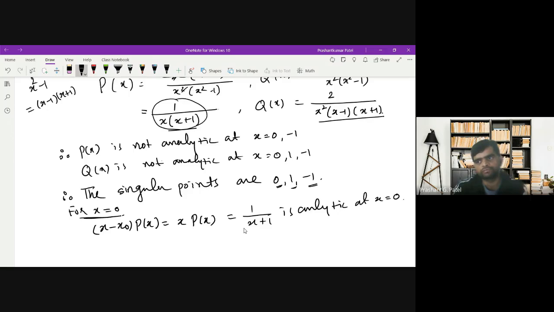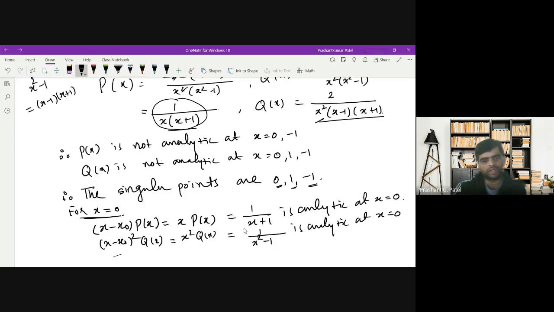The second one is x minus x0 square q of x. The q of x is this, so that's why it is x square q of x, and x square will get cancelled with this x square here. So this will give you x square minus 1, which is also analytic at x is equal to 0. So what you can say is x is equal to 0 is the regular singular point.